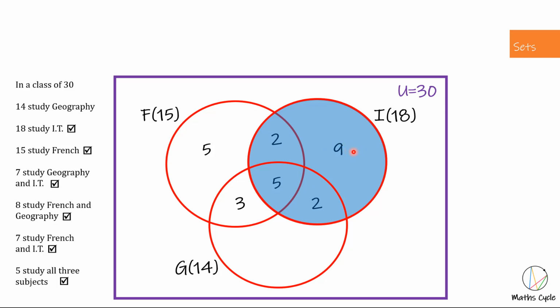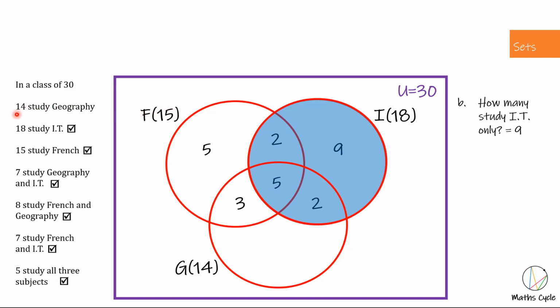Now this answers part B for me. The question was how many study IT only? So it's those 9 people. These 2 people study IT and French. These 5 people study IT, French and Geography, and these 2 people study IT and Geography. But these 9 people don't study anything else along with their IT. So the answer is 9 for IT only.